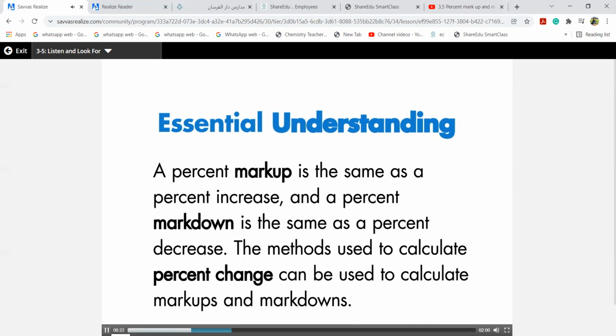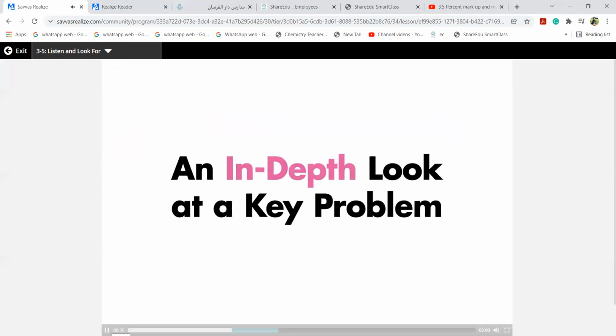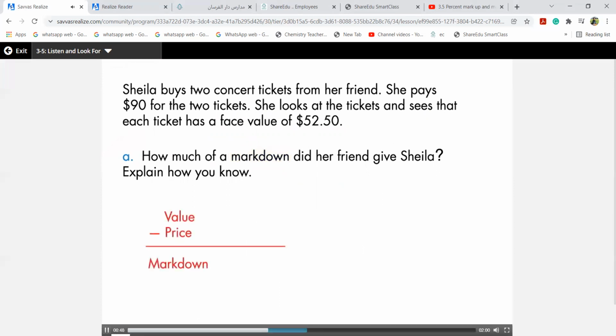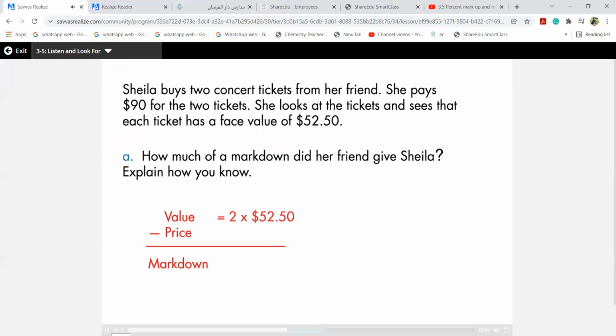Students used the percent equation to understand percent change, and they solved real-world problems involving percent change. This lesson extends students' work to relate percent change to percent markup and markdown. This problem is key because students evaluate markdown and percent markdown in a familiar, real-world context. Listen and look for students who correctly calculate the markdown, or discount, that Sheila received from her friend. The value of the two tickets is 2 times $52.50, or $105.